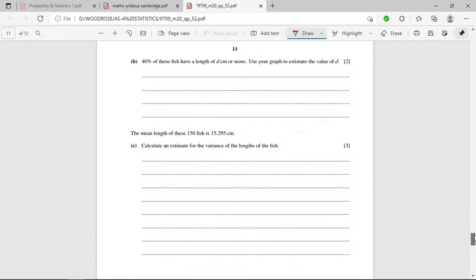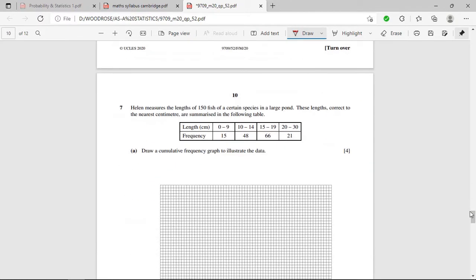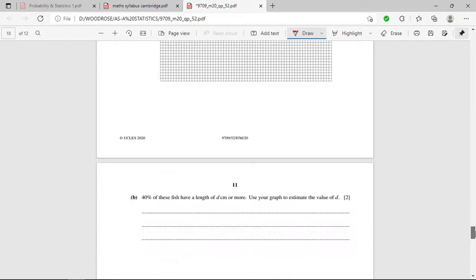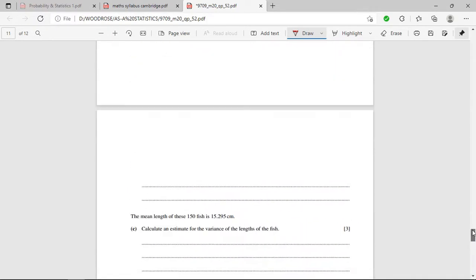So if you look at the last question, we have a graph. We want to draw a cumulative frequency graph. So I'm going to explain how to draw it on part A, then part B, and so forth. You are going to answer it on your own.